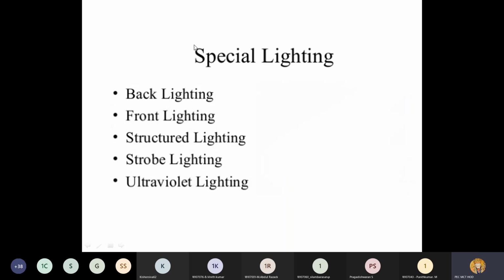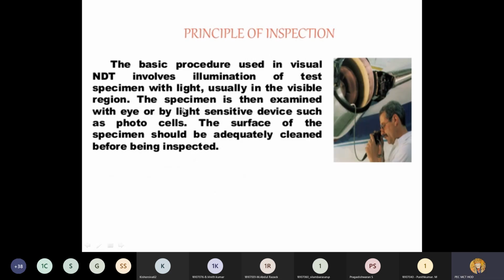ஸோ நான் சொன்னேன் இல்லையா, அந்த illumination பாயிண்ட் ஆஃப் வியூ லைட்னிங் சோர்ஸஸ் பார்த்திங்கன்னா டிஃப்ரெண்ட் டைப்ஸ் ஆஃப் ஸ்பெஷல் லைட்னிங்ஸ் இருக்குது. பேக் லைட்னிங், ஃப்ரண்ட் லைட்னிங், ஸ்ட்ரக்சர்டு லைட்னிங், ஸ்ட்ராப் லைட்னிங், அல்ட்ரா வயலட் லைட்னிங். இதெல்லாம் வந்து லைட்னிங் டெக்னிக்ஸ். ஸோ இன்ஸ்பெக்ஷனுடைய பிரின்சிபல், விஷுவல் இன்ஸ்பெக்ஷனுடைய பேசிக் பிரின்சிபல்ஸு இப்போ உங்களுக்கு கிளாரிட்டியாக புரிஞ்சிருக்கும்.